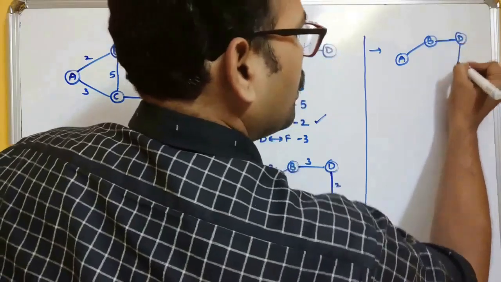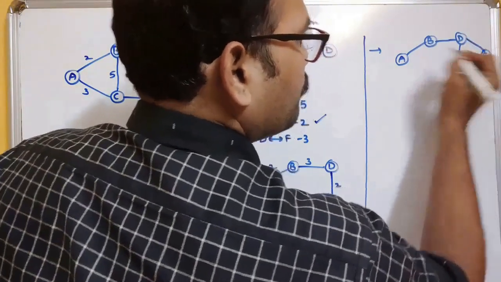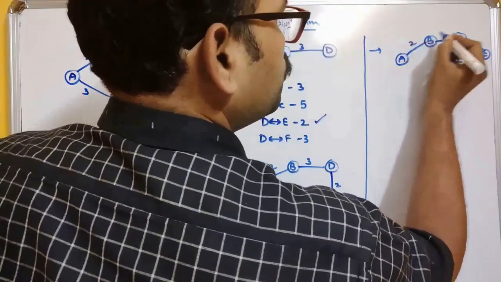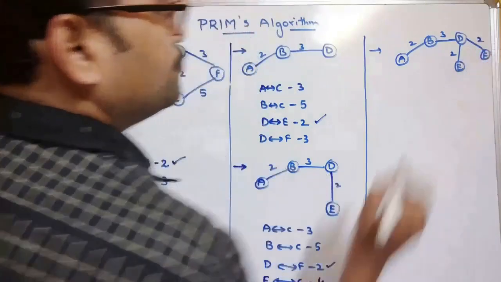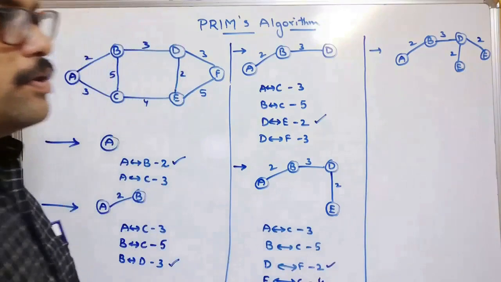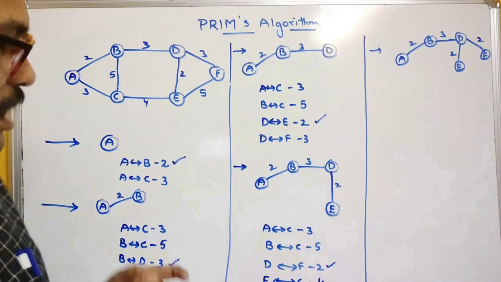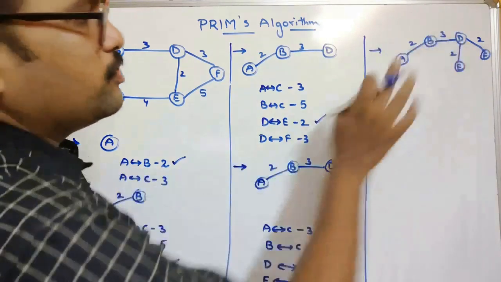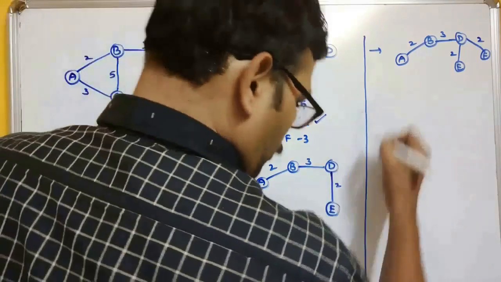D, E and F, right? So this is 2, weight 3, this is again 2, again a 2. You can observe here whether all the vertices have been covered or not. A, B, D. So C is not there, right? So you can continue the process.